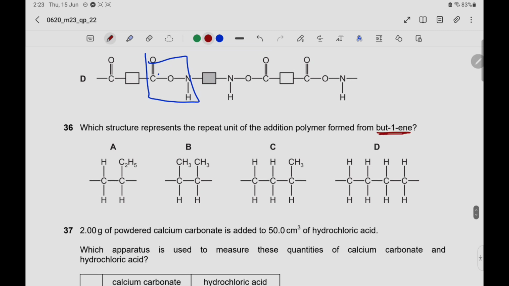Question 36. Which structure represents the repeat unit from butene? Butene has 4 carbon, right? So it's like 1, 2, 3, 4. Double bond, maybe I put here. Up to you where you want to put. H, H, H. And this is H, H, H, H, H. How do I bend them downwards? Actually, you can put them downward here. Meaning to say you will form carbon double bond, and this will be C2H5, right? 1, 2, 3, 4, 5, right? And this is H, H, H. So basically, answer should be A.